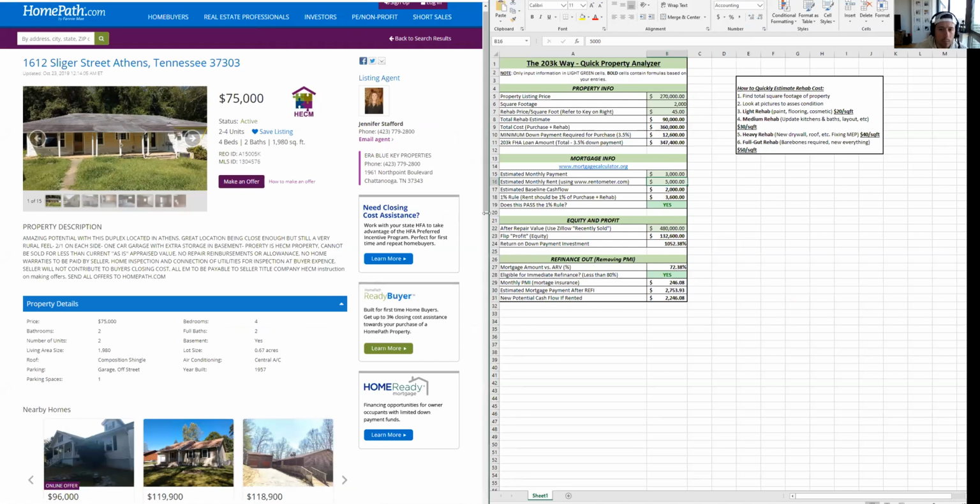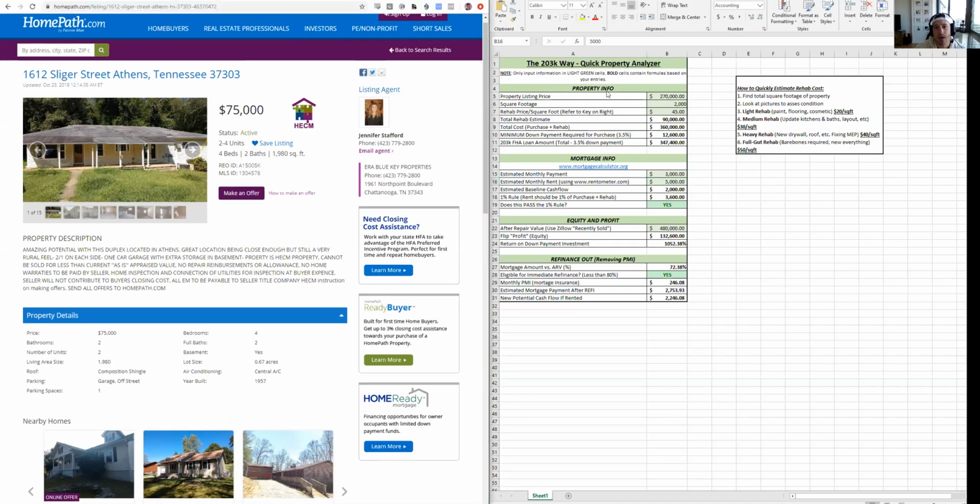And basically what you want to do is you want to start plugging in some numbers. All right, guys. So basically what you're going to do here is just put that listing price here. So it's listed for $75,000. Awesome. Square footage. It's looking like it's about 1,900 square feet. So let's just leave that at 2,000.